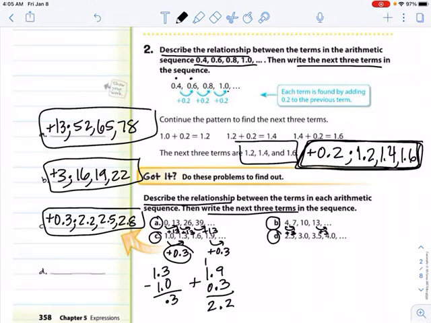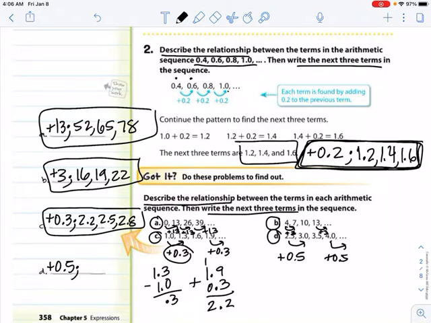Okay, next up, let's go to D. So on D, our first term is 2.5, and our next term is 3.0. So that relationship is, we're adding 0.5. And then to find the next three terms, we go to that last number of 4.0, and we're adding that 0.5. So for D over in the margin, my relationship is adding 0.5.